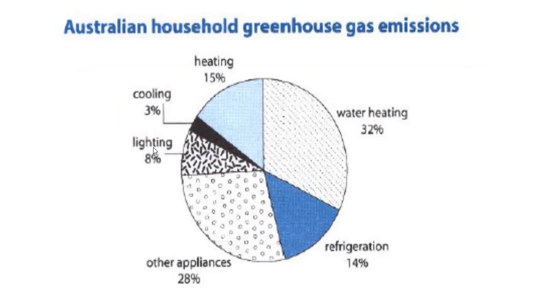An example of analysis. Look at this pie chart. Have a thorough look, and then we can analyze it together. It talks about what? Australian household greenhouse gas emissions. When we describe, we have to change this phrase, okay? Water heating, 32%, refrigeration, 14%, other appliances, 28%, lighting, 8%, cooling, heating, 15%, okay? Try to do it together.